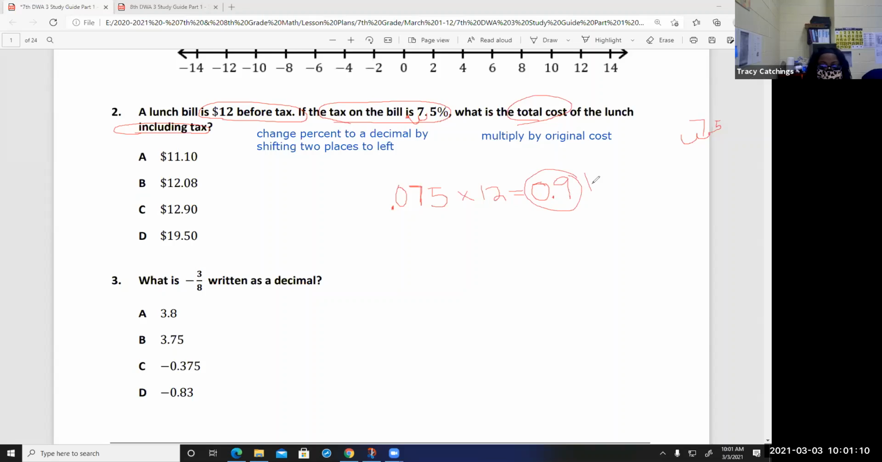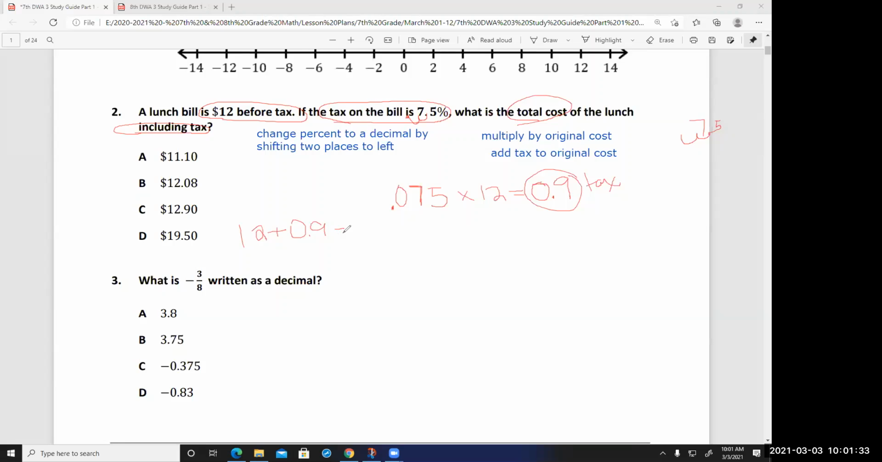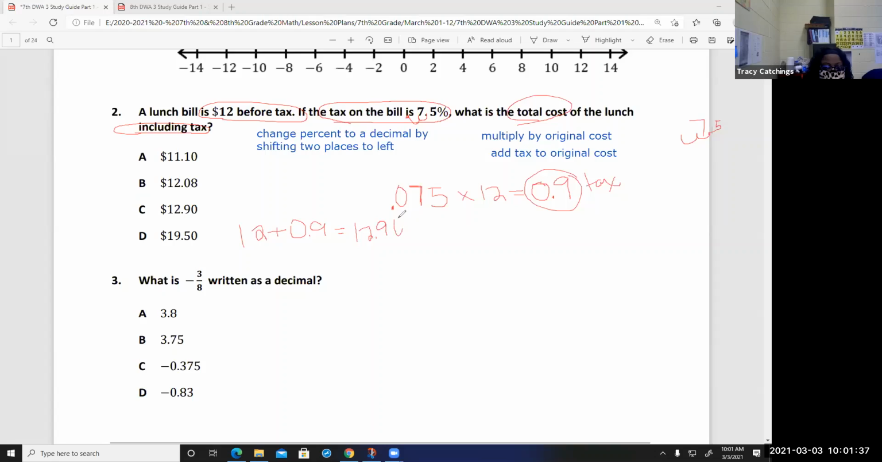All right, so this is how much tax I have. So now how do I get my total? Tax is something that's added to that original cost. So then I'm going to come back and I'm going to add it. So then what's 12 plus my 90-cent tax? $12.90. $12.90.